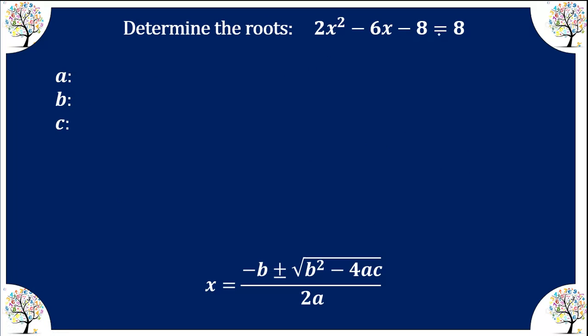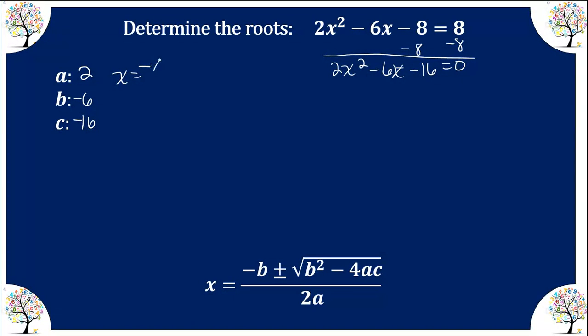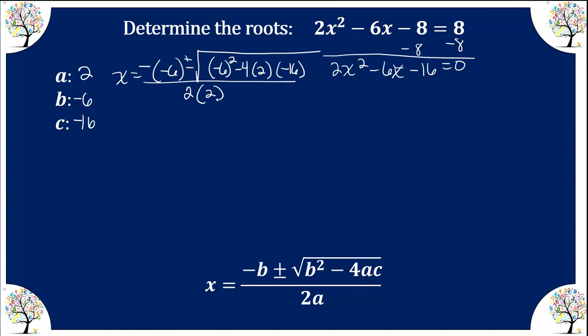Let's do one more. We're going to subtract 8. Our a is 2, our b is negative 6, our c is negative 16. We have negative b plus or minus our b value squared minus 4 times a times c all over 2 times a. This gives us a positive 6 plus or minus. Square your b, identify your operator, and we're going to have 4 times 2 is 8, and 8 times 16 is going to give us 128 all over 4.